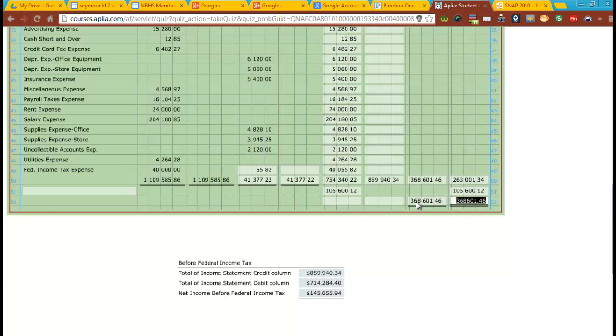Because now my balance sheet equals. My balance sheet will equal after my net income, and my income statement columns will equal after my net income. But you have to make sure whatever number you put here in the income statement column also goes in the balance sheet column. What do we have to put right here? Net income after federal income tax expense.